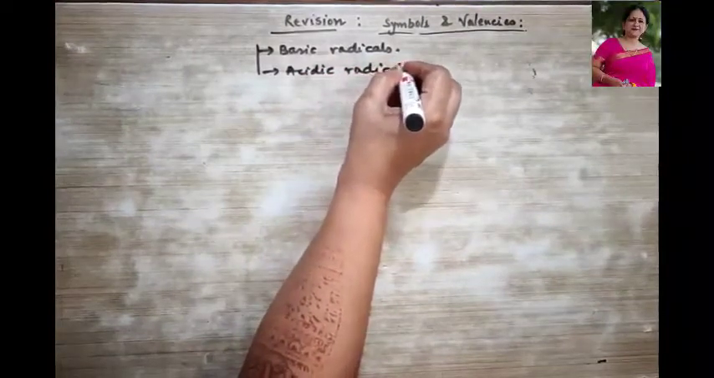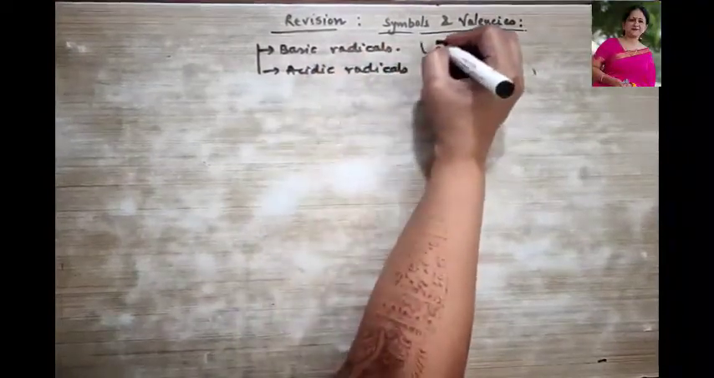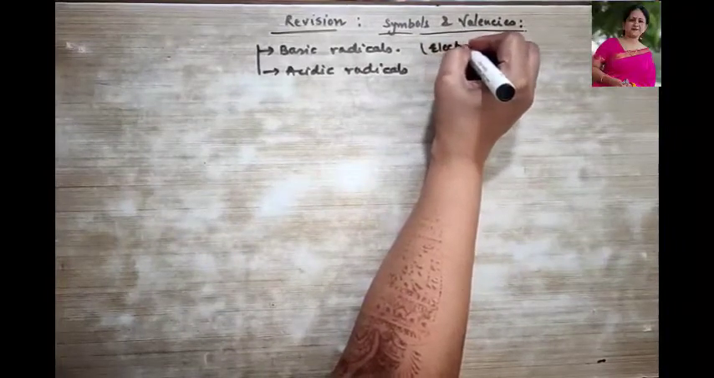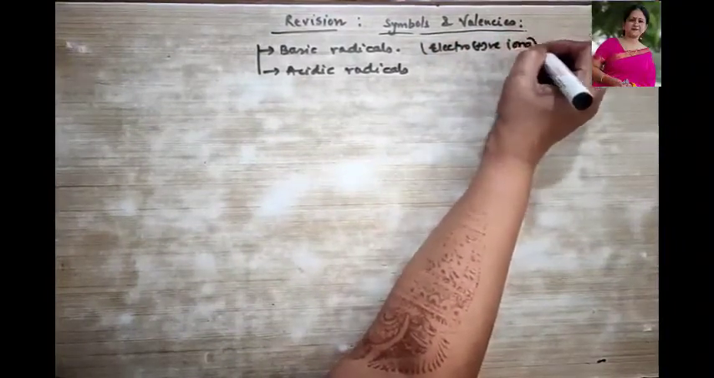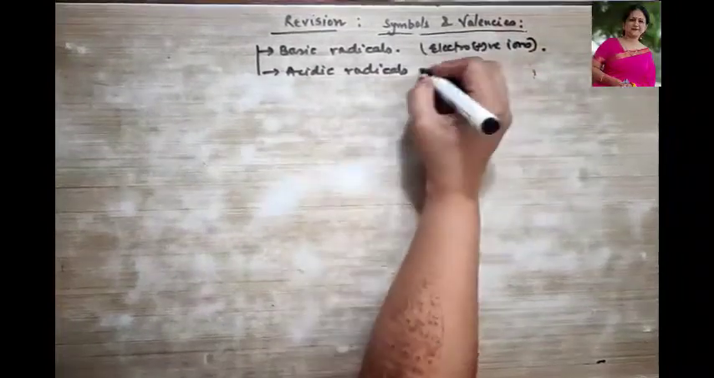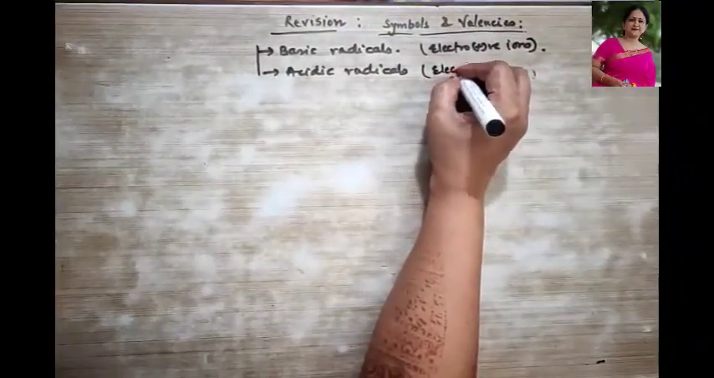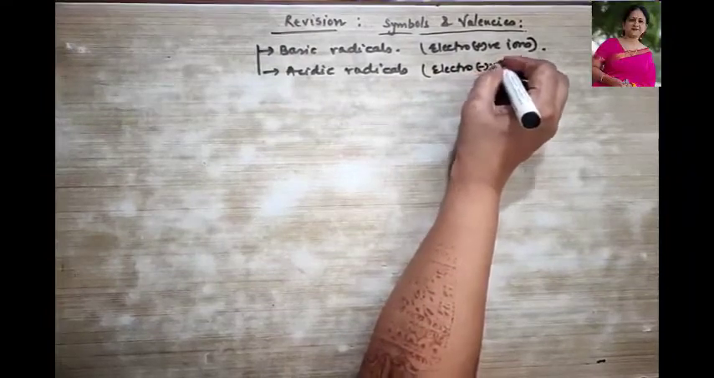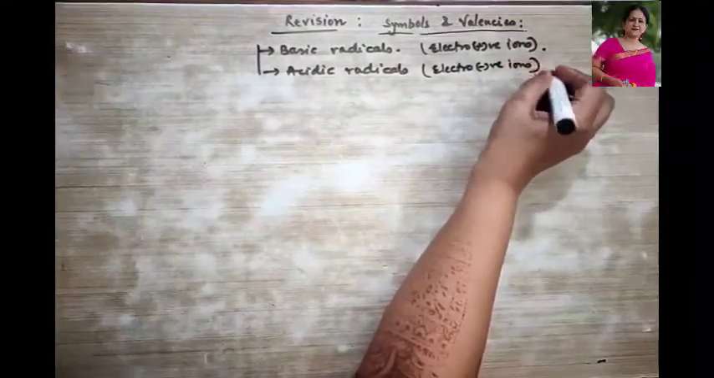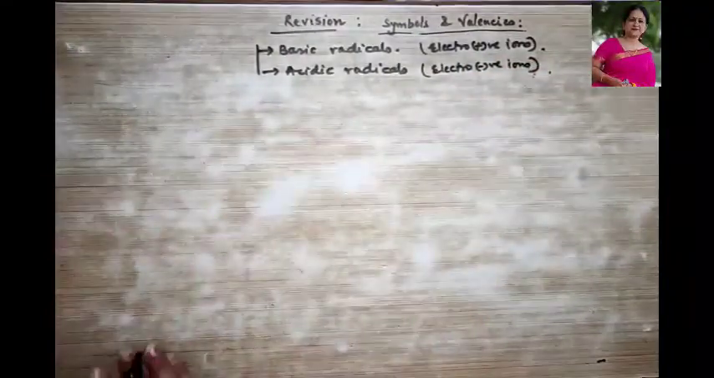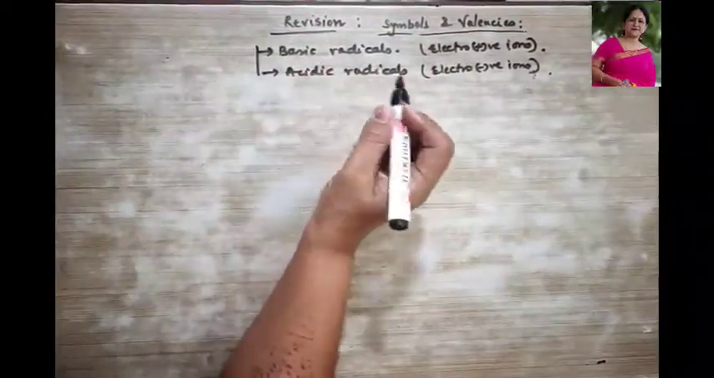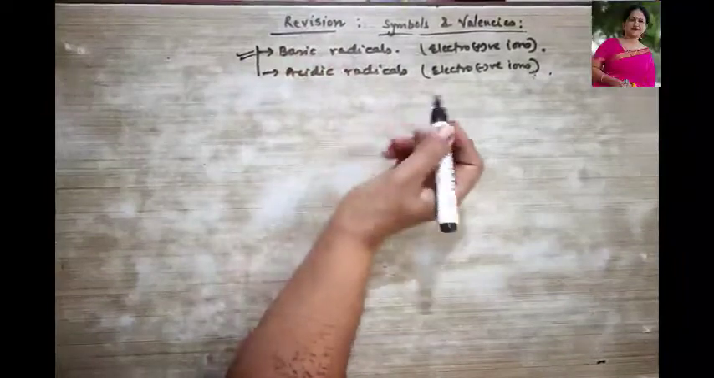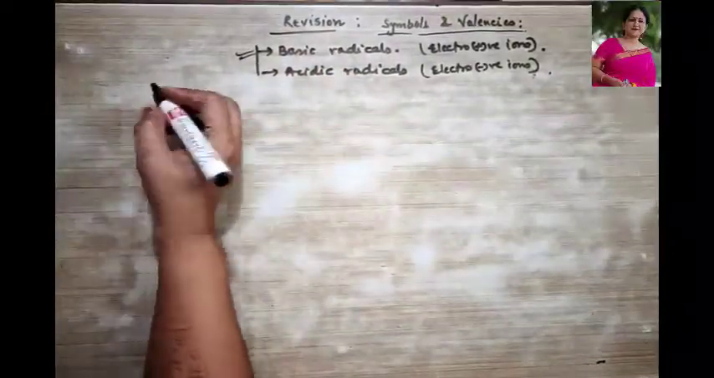Okay. So what are basic radicals? Basic radicals are electropositive ions. And acidic radicals are electronegative ions. So let us discuss some of the symbols and valencies of basic radicals and acid radicals. To begin with, I will start with the basic radicals.